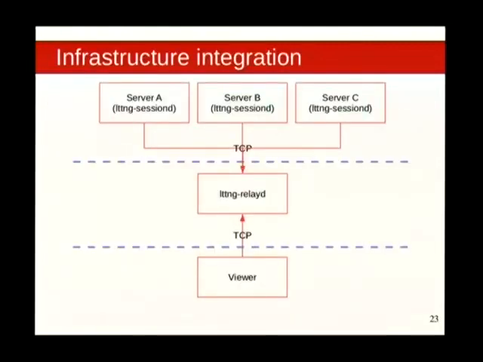So this is a quick image of the infrastructure of LTTng, where you have LTTng session D on your host. So this means LTTng session D is the daemon that traces. So the traces are being collected on the LTTng session D on the top, server A, server B, server C. Those servers are being traced. And you can extract those traces through TCP to relay D, and then you can have your viewer connected to that relay D over TCP.